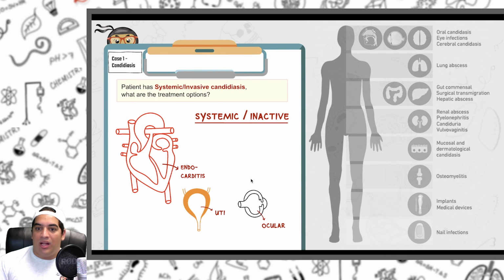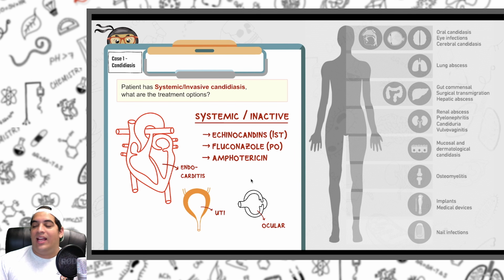Beautiful. All right, we have a patient who has systemic or invasive candidiasis. It's invaded their blood, so it's in their systemic circulation. It's caused endocarditis. It's caused a urogenital tract infection. It's caused an ocular infection, some type of nasty invasive candidiasis. What are the particular treatment options for these patients? You can do which one? The echinocandins are going to be really good at this, but you can also consider PO fluconazole as well, right? And last but not least, amphotericin.